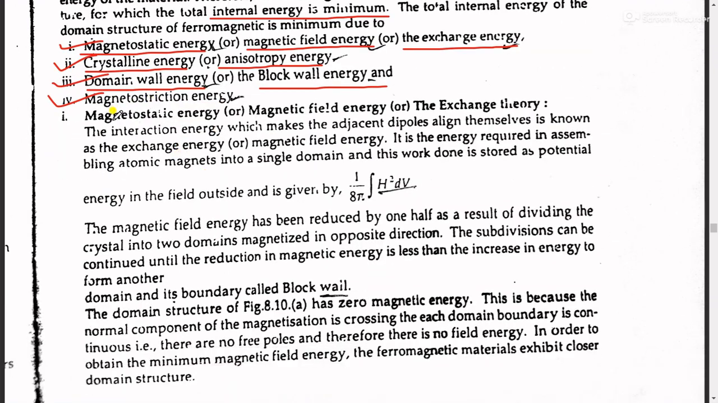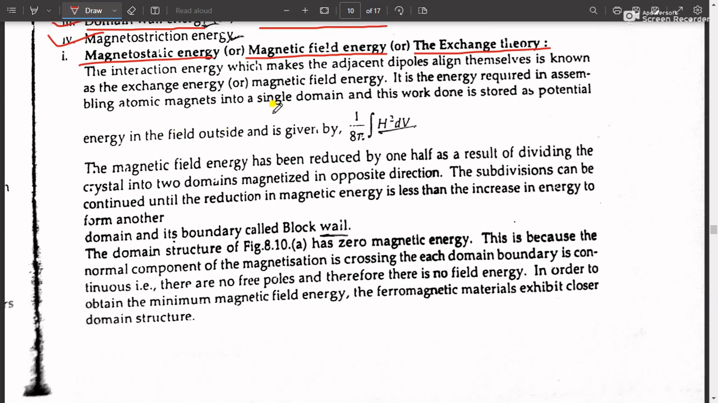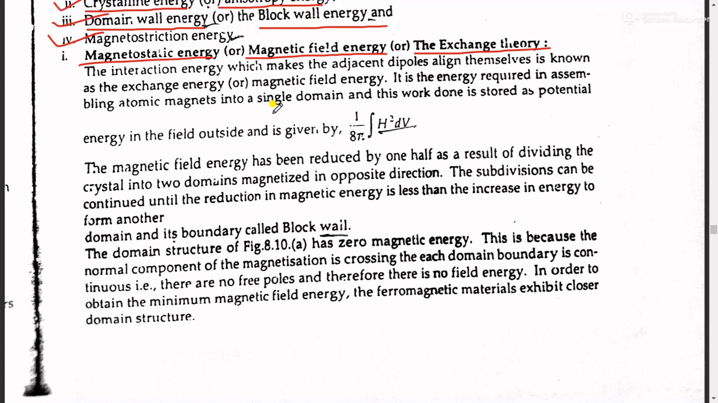So see them one by one. First, magnetostatic energy or magnetic field energy, or also the exchange energy. The interaction energy which makes the adjacent dipoles align themselves is known as the exchange energy. This is the basic definition, and it is also called magnetic field energy. It is the energy required in assembling atomic magnets into a single domain, and this work done is stored as potential energy in the field outside. This is the main equation: 1 upon 8 pi integration of H square dV.